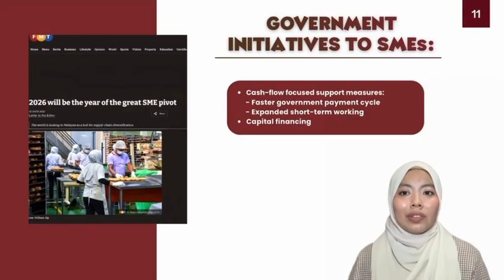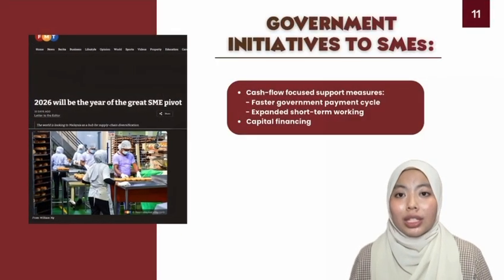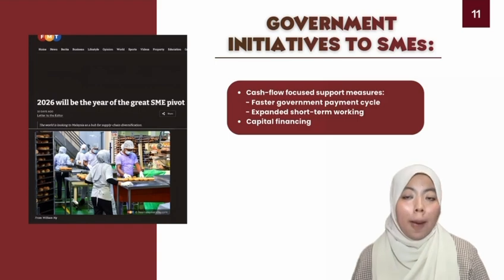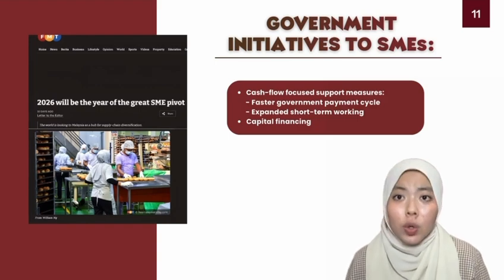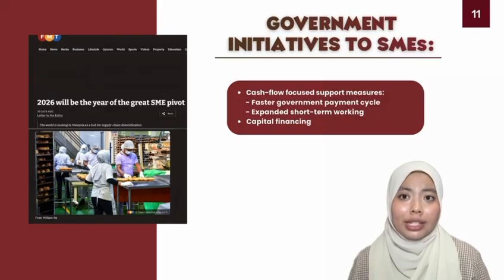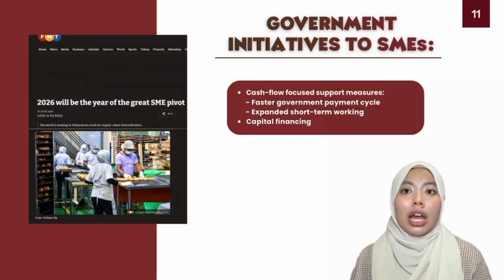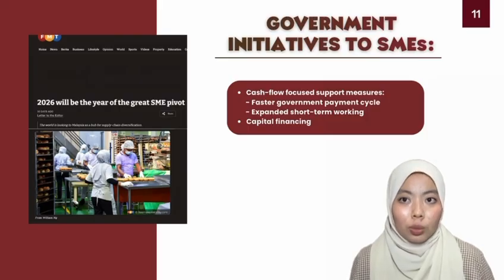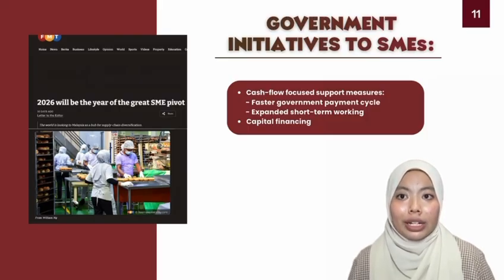Lastly, the government initiative to support SMEs in 2026 is improving cash flow support. Many SMEs struggle not because of low sales but because of late payment, high cost and limited short-term financing. This cash flow problem makes it hard for SMEs to run their daily operations. To help, the government can speed up payment processes, provide short-term working capital loans, and support invoice financing schemes. Simplifying regulation can also reduce cash pressure on SMEs. With better cash flow support, SMEs can grow, invest, and stay competitive.